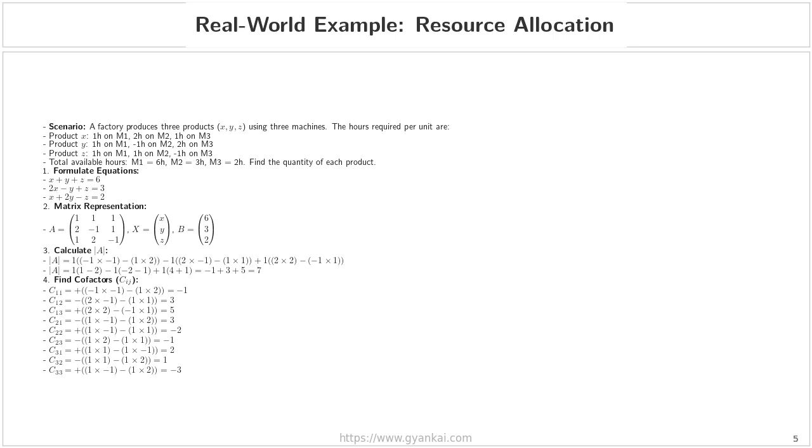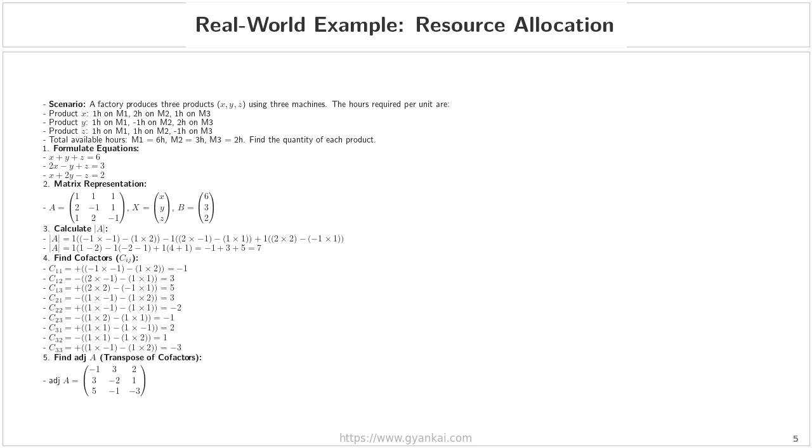We must calculate a cofactor for every single element in the matrix. For instance, the cofactor for the first element, C11, is -1 and C12 is 3. We continue this process for all 9 elements, carefully applying the alternating sign pattern. This includes calculating values like C22, which is -2, and C33, which is -3.